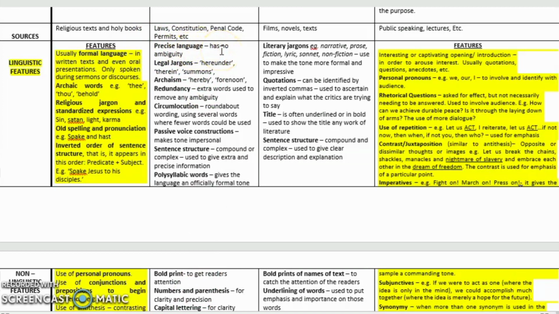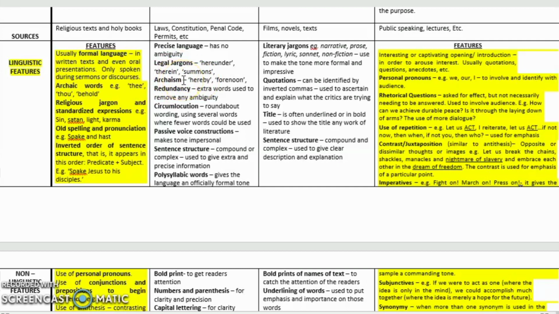There has to be no ambiguity. Ambiguity, or things that are ambiguous, aren't clear. So it has to be as precise and as clear as possible when you are dealing with legal language. Next you have legal jargons. Examples here: under, therein, summons. Those are legal jargons, and there are many examples that you will look at when you're looking at samples from previous years' external papers. Then legal jargons, the purpose is to make the register formal. Archaism. Archaisms are archaic words. Does this look familiar?